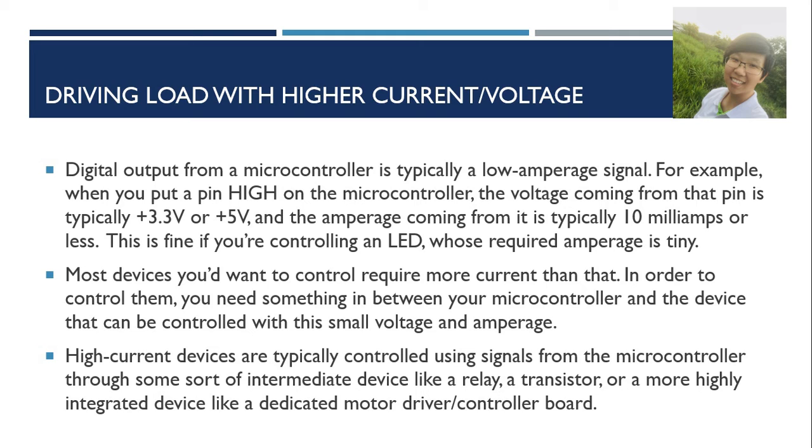But most devices you want to control require more current than that. In order to control them, you need something in between your microcontroller and the device that can be controlled with this small voltage and amperage. High current devices are typically controlled using signals from the microcontroller through some sort of intermediate device like a relay, a transistor, or a more highly integrated device like a dedicated motor driver controller board.